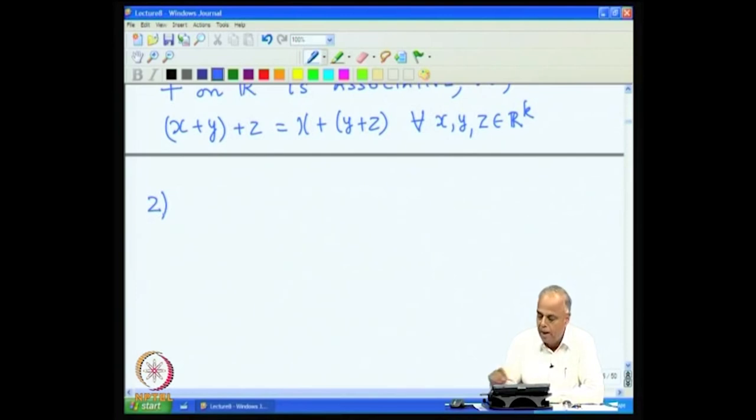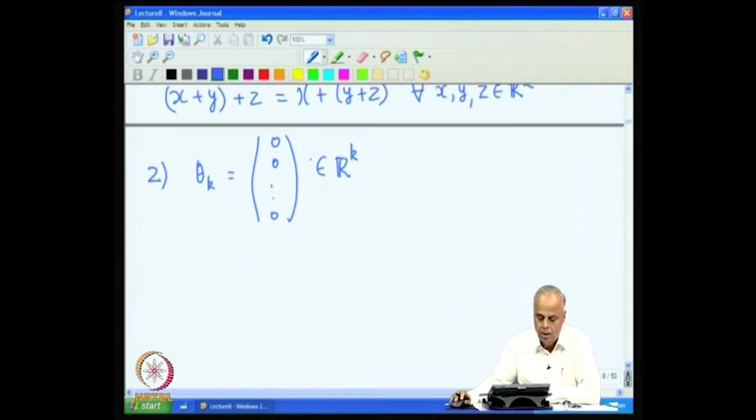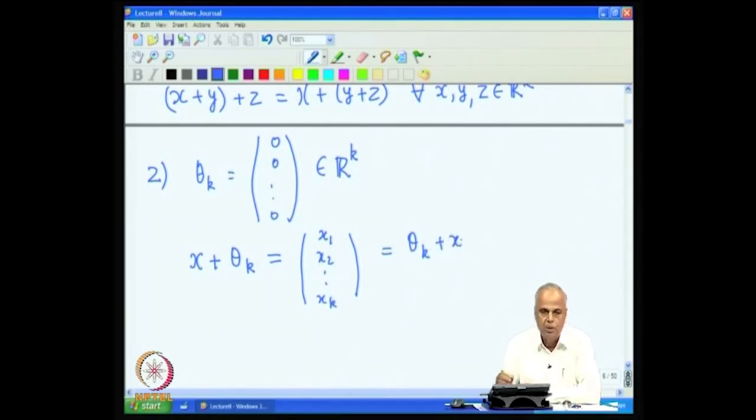The next property we observe about addition is the following. Look at the vector or the matrix theta_k = (0, 0, 0, 0). Now, the 0 on the right hand side is the real number 0. So, in R we have this real number 0. Now, we have formed a column matrix, all the entries are 0. Since 0 is a real number, this belongs to R^k. This has the property that if we now add x to theta_k, by our addition rule, it will be x1 plus 0, which is again x1, x2 plus 0, which is again x2, and xk. And it will be the same as theta_k plus x, because 0 plus x1 is x1, 0 plus x2 is x2, and this is true for every x in R^k.